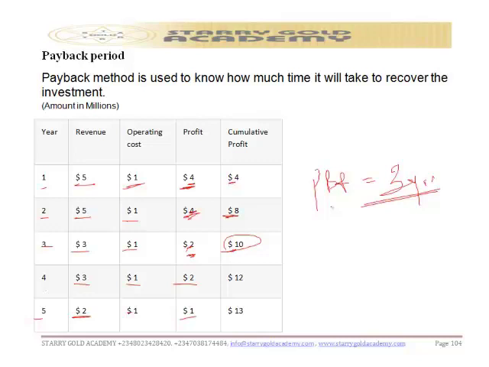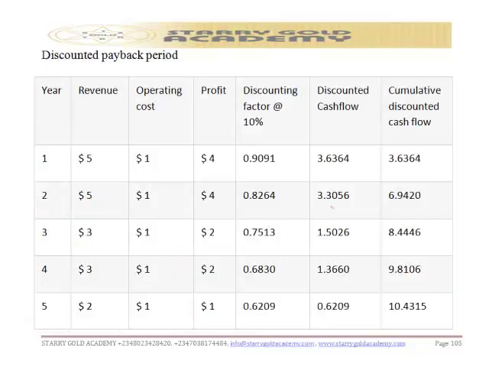Let's see how it goes. For discounted payback period, the same thing will go up to the profit. But before we start accumulation, we discount the profit. And we are told that the discount factor is 10%. So the 10% in the first year is 0.901, second year is 0.824, third year is 0.7513, fourth year is 0.6830, and the last year is 0.6209.